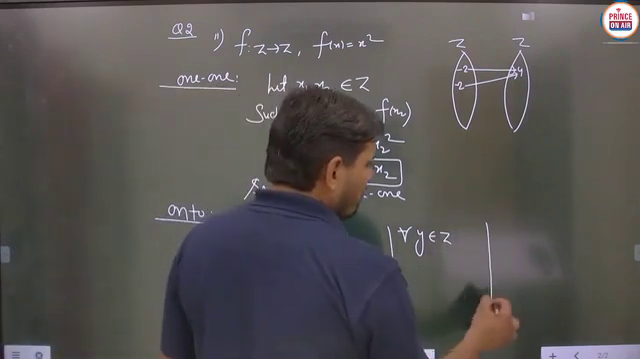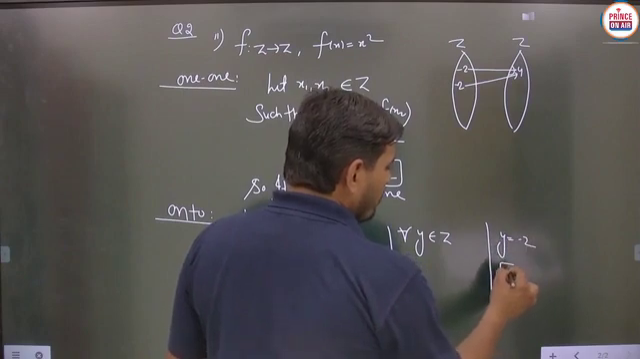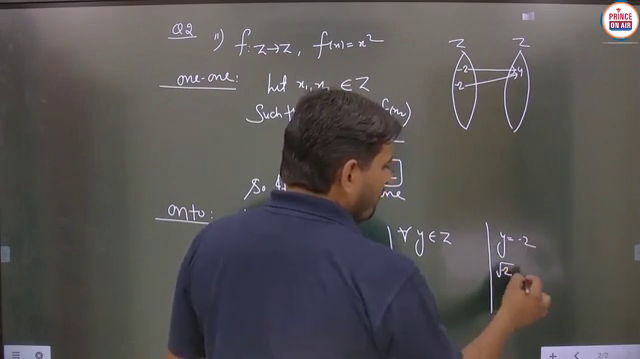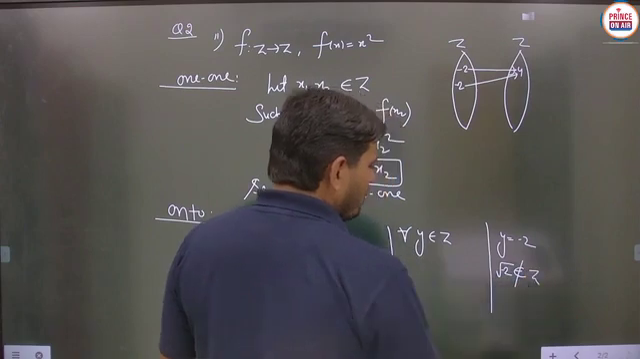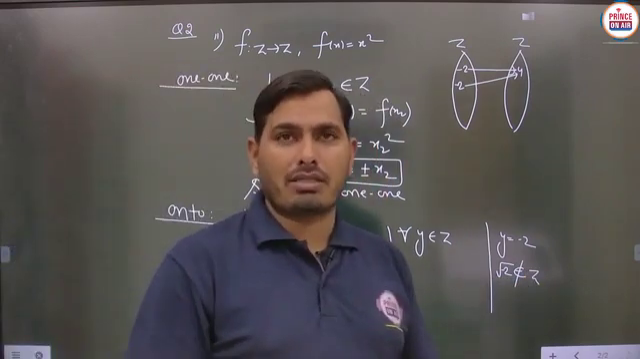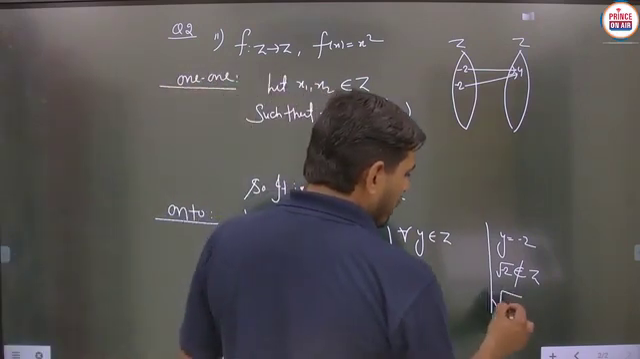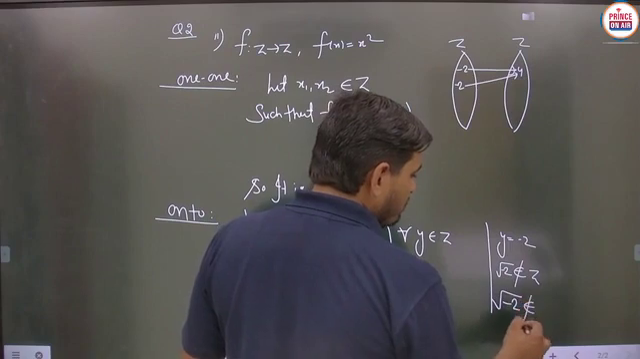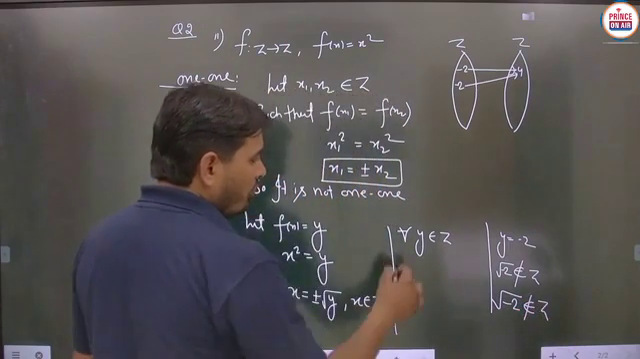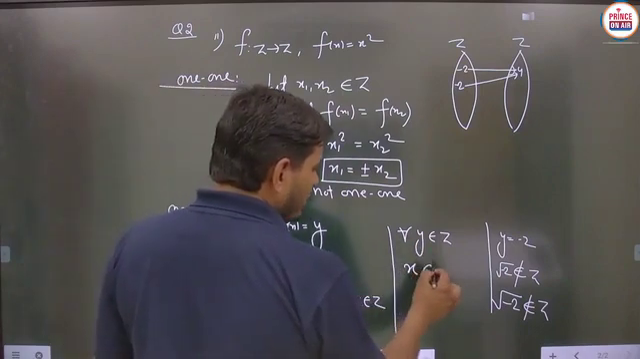So suppose we take an example. Suppose we take y equals minus 2, then square root of minus 2 does not belong to the set of integers, because square root of minus 2 is a complex number, you can say an imaginary number. Is it clear? So you can say that square root of minus 2 does not belong to the set of integers. So for y belongs to integers, x does not belong to integers.